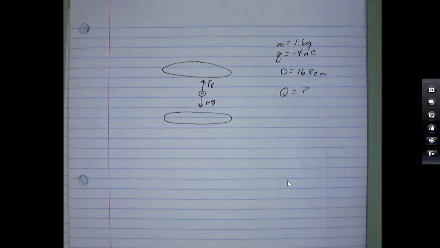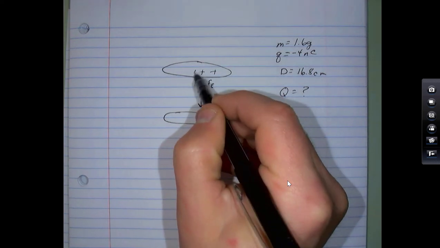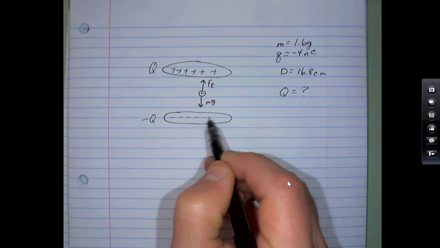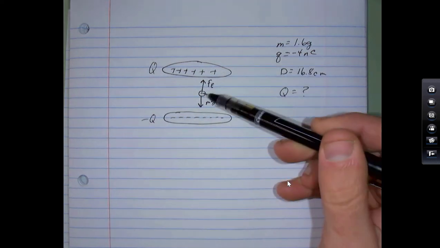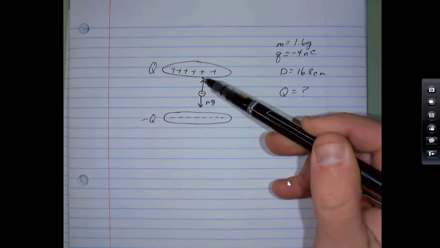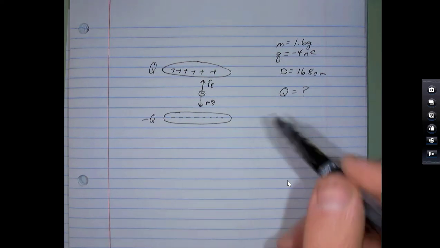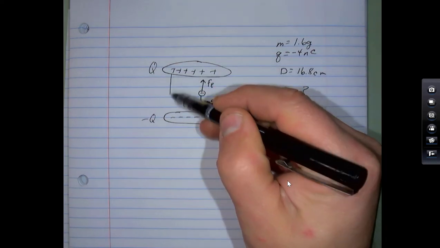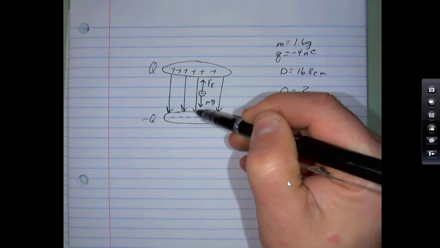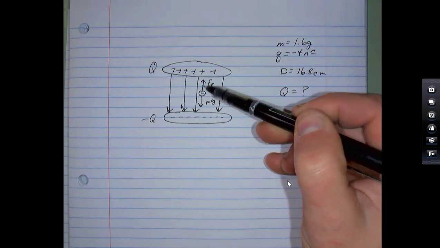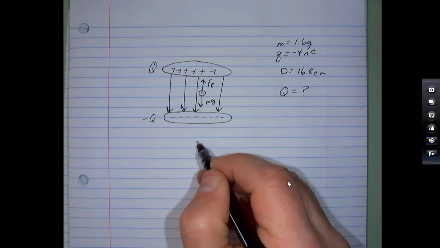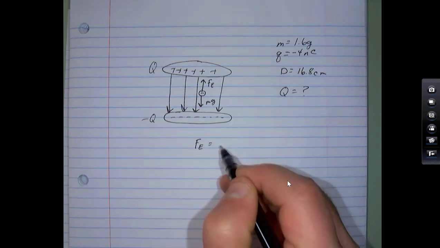So for this to happen, this plate would have to be positively charged. This plate would have to be negatively charged. There's a couple ways of thinking about it. This negative charge is being repulsed by the negative plate and being attracted by the positive plate. Now the electric field lines from positive to negative look like this. So the force on a negative charge is actually the opposite direction. So the force on a negative charge is this way, opposite direction of the electric field lines. So what we have is the electric force is equal to the weight.